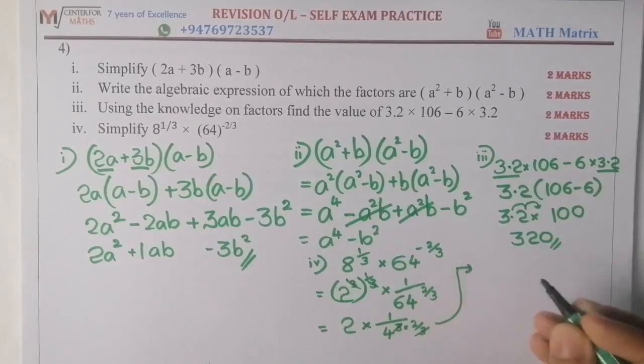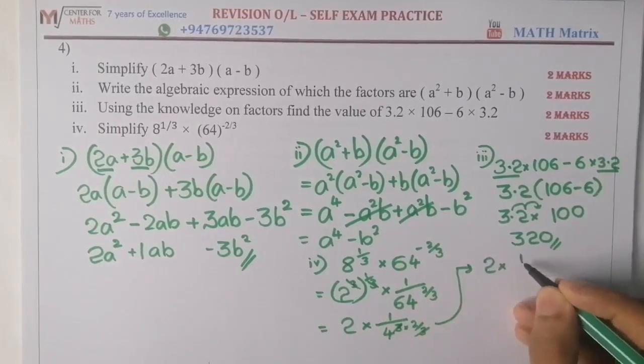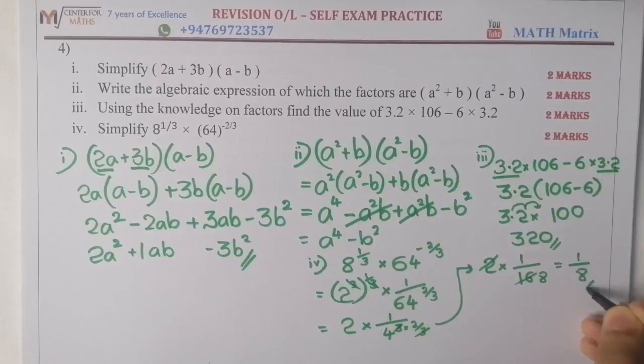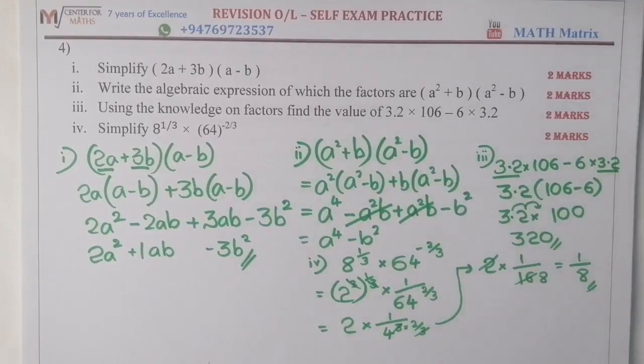That's it, and now I am writing that here. 2 into 1 over 4 squared. 4 squared is 16. 2 and 16 can cancel, then 8. So the answer is 1 over 8. That's it.